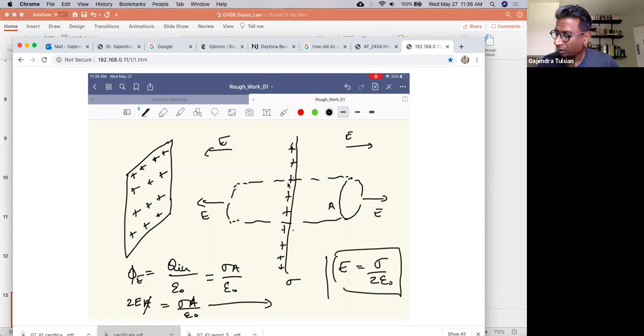Now you see, we have derived that expression, and you can see that E does not depend on distance. So from an infinite sheet of charge, the electric field is the same here and in the next galaxy.